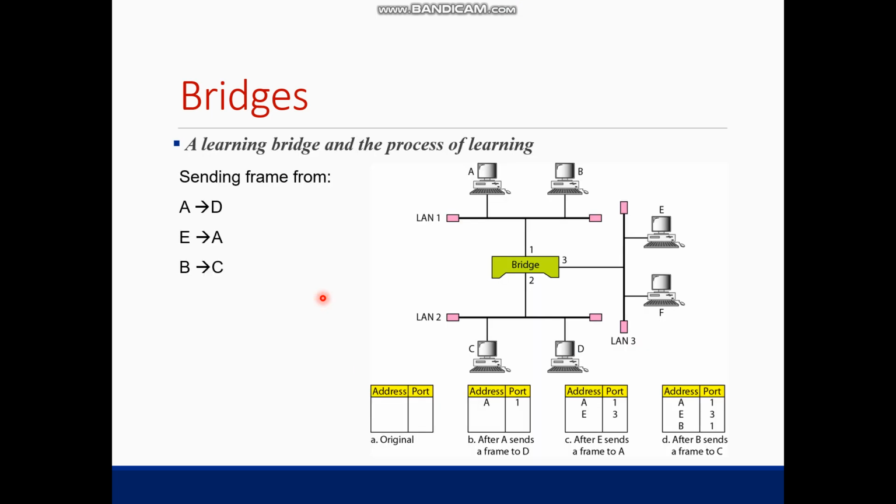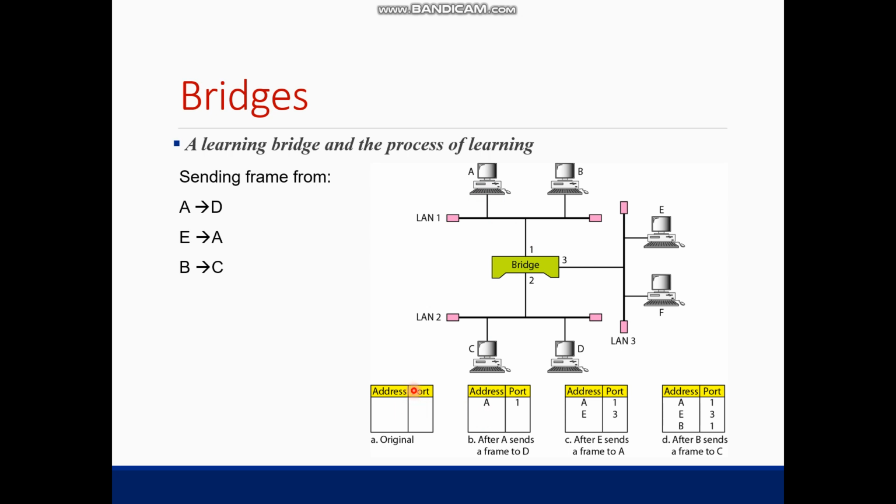If you have a look here, for example, the first time the host A is going to send data to D, it must send through port one.